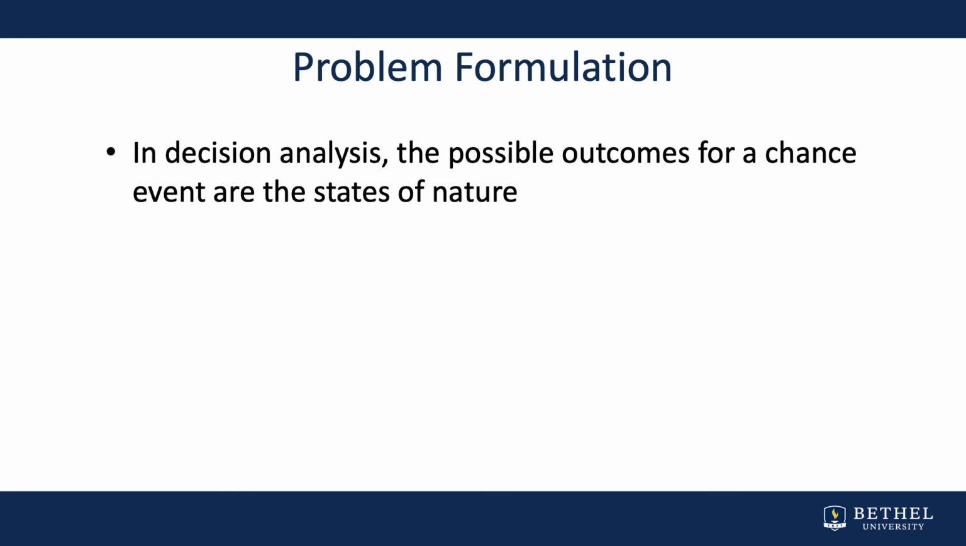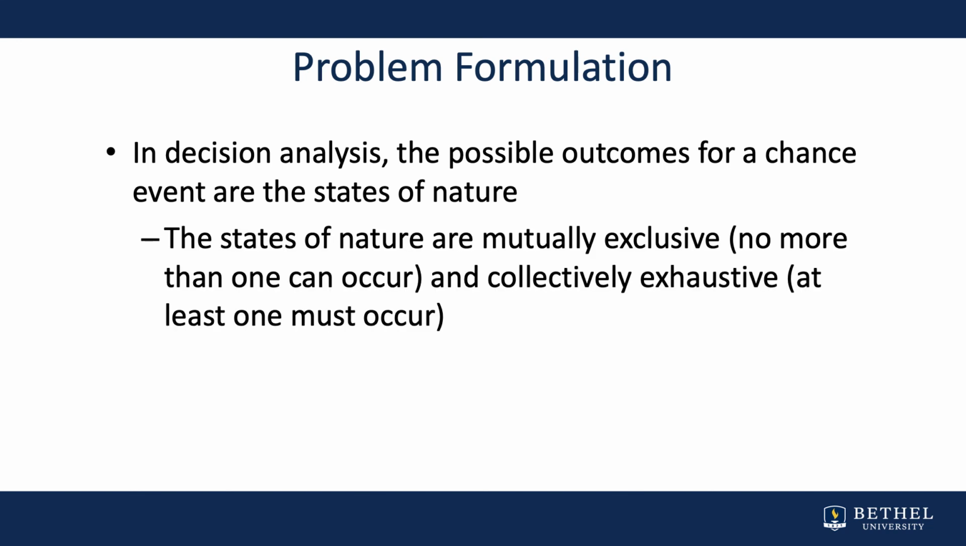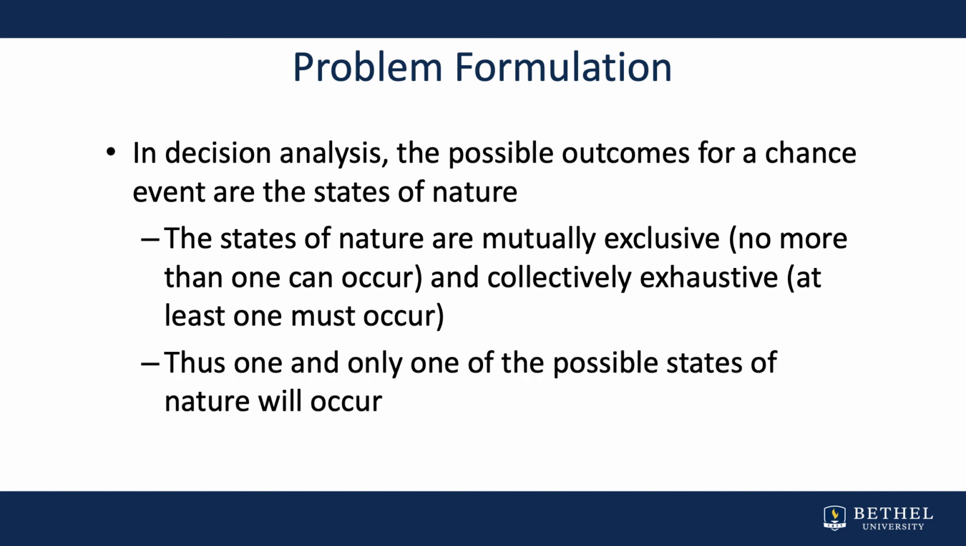In decision analysis, the possible outcomes for a chance event are the states of nature. States of nature are mutually exclusive, no more than one can occur, and collectively exhaustive, at least one must occur. Thus, one and only one of the possible states of nature will occur. It is basically like flipping a coin. You're either going to get heads or you're going to get tails. You're not going to get any other choice. So your choices in that chance event are mutually exclusive, heads or tails, and collectively exhaustive. It has to be heads or tails.